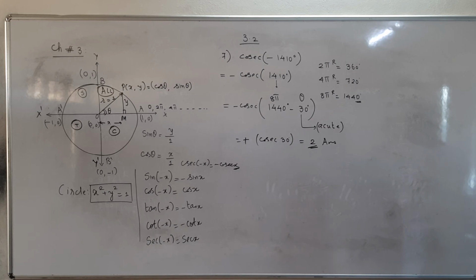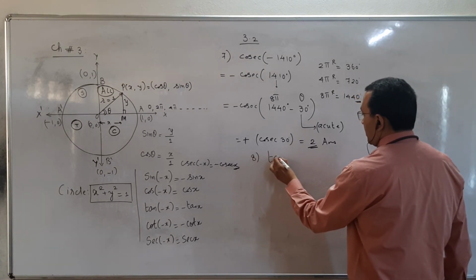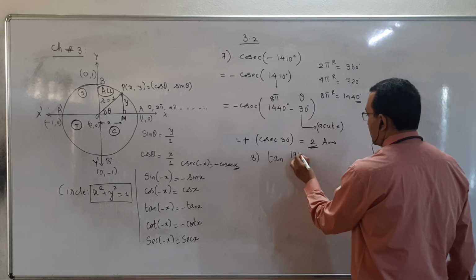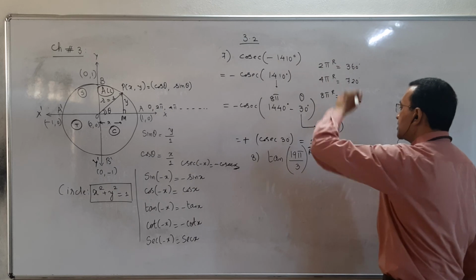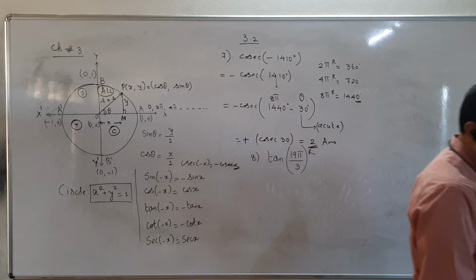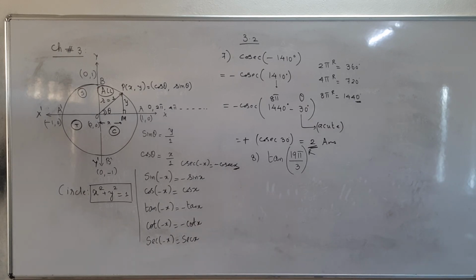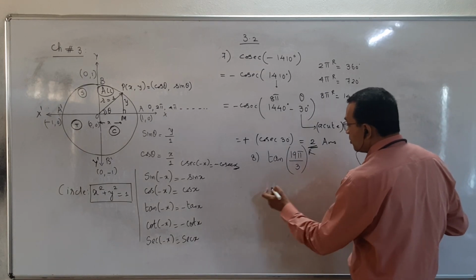One more, sum 8. Find the value of tan of 19 pi by 3. So this was in radian, the previous one was in degree. Fair, not at all an issue. Concept, logic and method, students, remains the same. Now in this type of sum, express your numerator as a multiple of denominator.